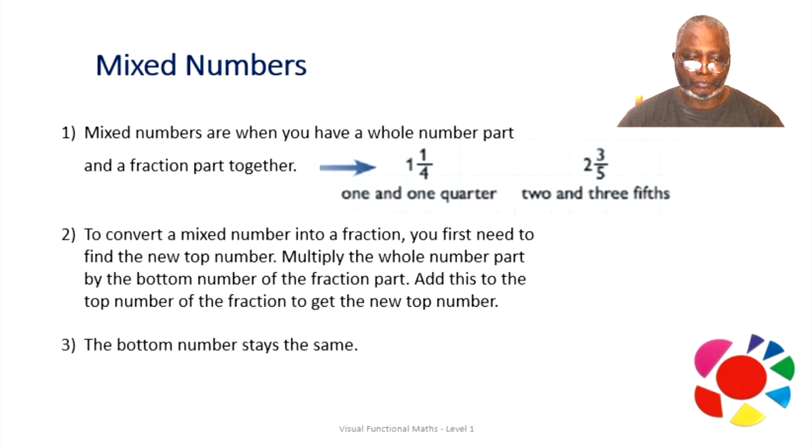Mixed numbers. Mixed numbers are when you have a whole number part and a fraction part together. For example, 1 1/4 or 2 3/5. To convert a mixed number into a fraction, you first need to find the new top number. Multiply the whole number part by the bottom number of the fraction part. Add this to the top number of the fraction to get the new top number. The bottom number stays the same.